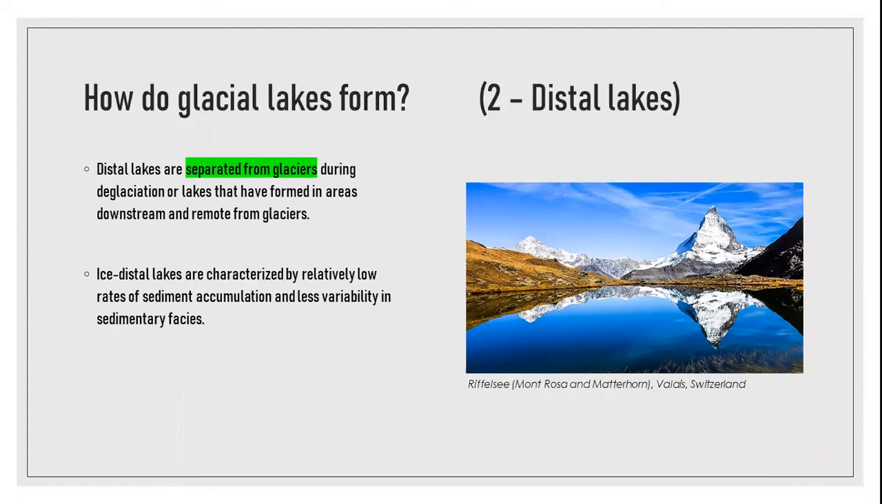Why do they have low rates of sediment accumulation though? Well, they are completely separated from glaciers during deglaciation, which is melting of snow, and they are usually formed downstream of it. Since no extra water and load can enter the lake, it is more difficult for the lake to carry out deposition sediment accumulation.